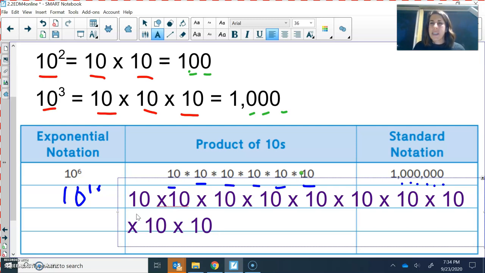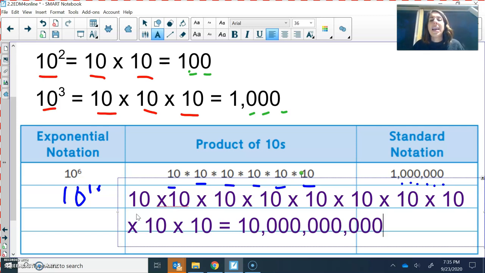10 to the 10th power means 10 is multiplied 10 times. How many zeros do you think will be part of this answer? If you said 10, you're right. The answer to 10 to the 10th power is 10 billion. And that's why 10 to the 10th and using exponential notation can be so helpful to us, because it allows us to express really big numbers in just a little space.